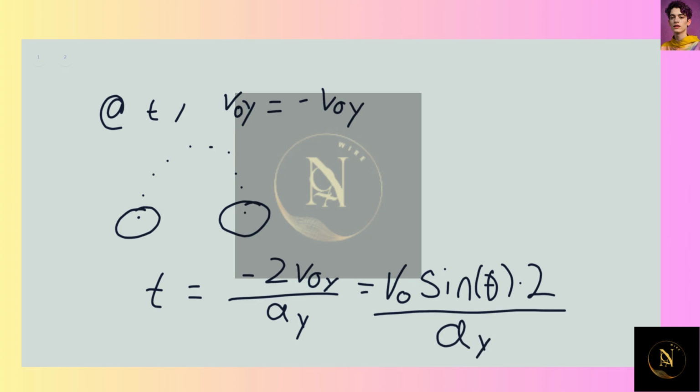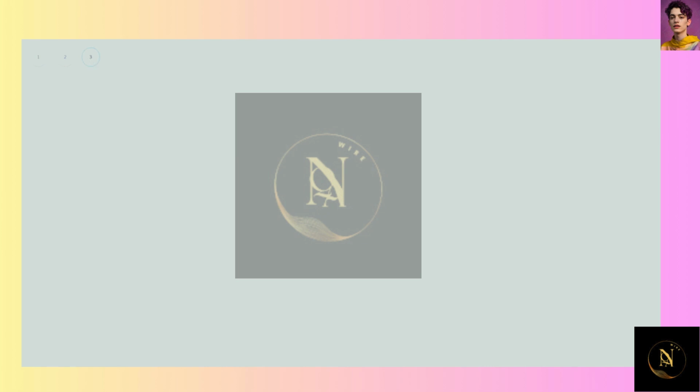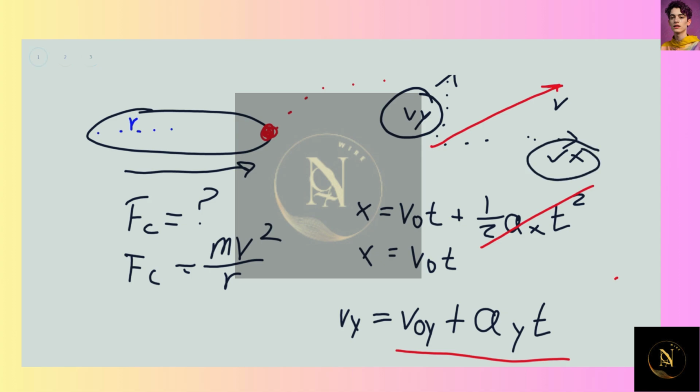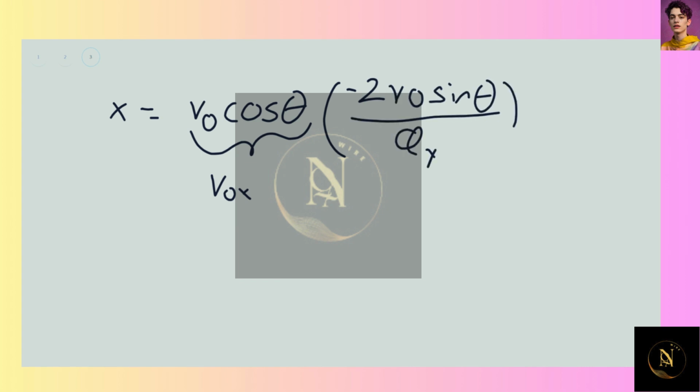So now that we have t, we can plug in to that first equation that we had for x. x is v0 times t. And we're going to get that x equals v0 cos theta. That's because we were initially working with v0x, which, like when we were solving for the initial y velocity, we can see from splitting up our velocity into components. So we get v0 cos theta multiplied by the value that we just found for t, negative 2 v0 sine theta over a_y.